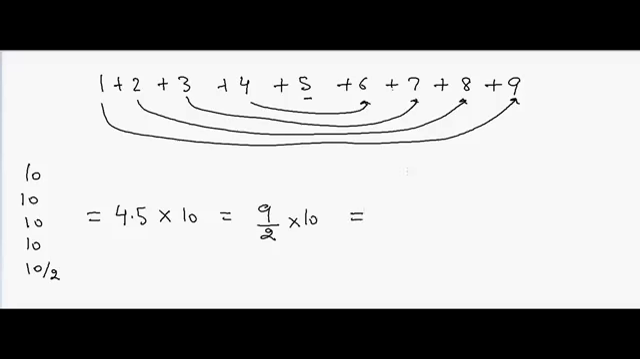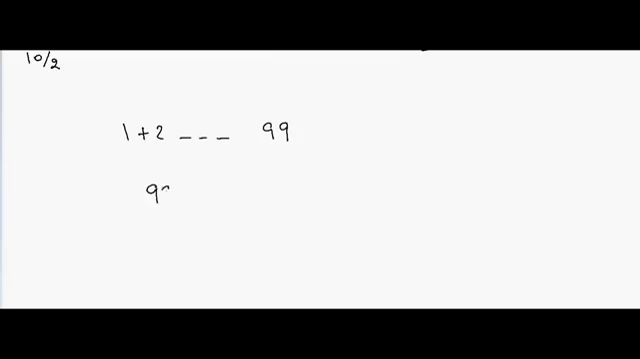So suppose I have to add 1 plus 2 until x, we can write this as x into x plus 1, divided by 2. So we can use this formula for any kind of sequence. Suppose now we have to add 1 plus 2 until 99, so the answer will be equal to 99 into 100 divided by 2.